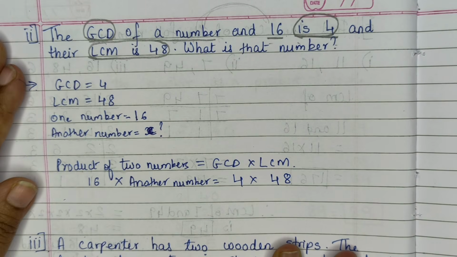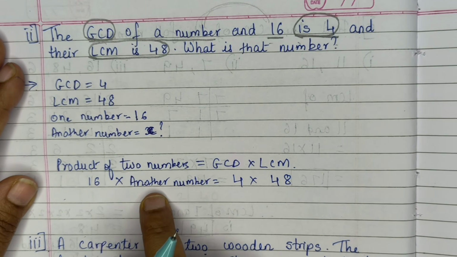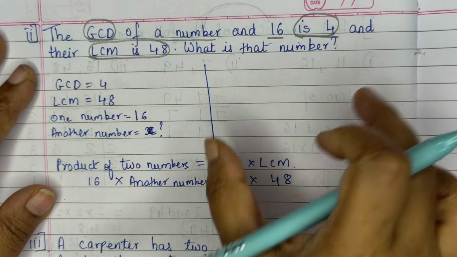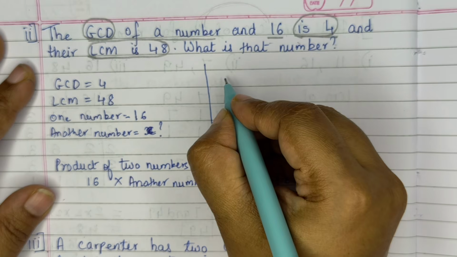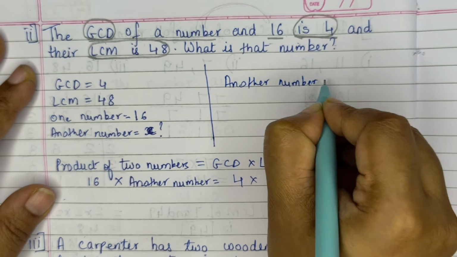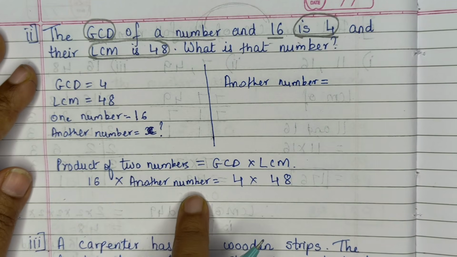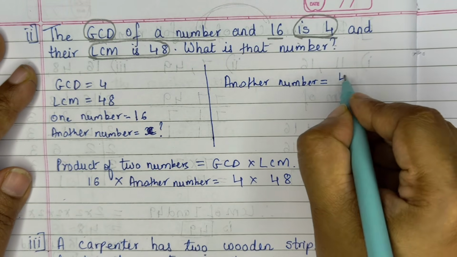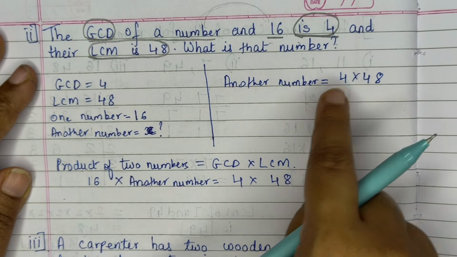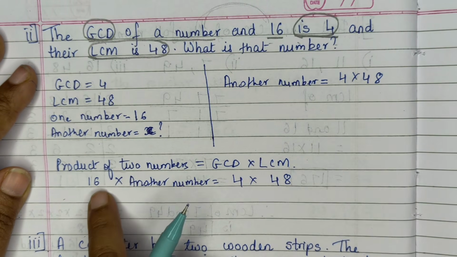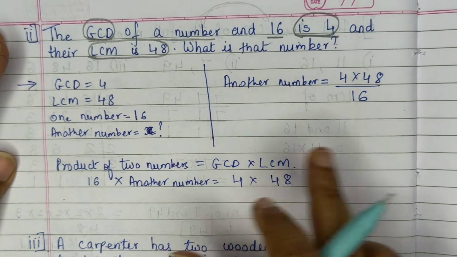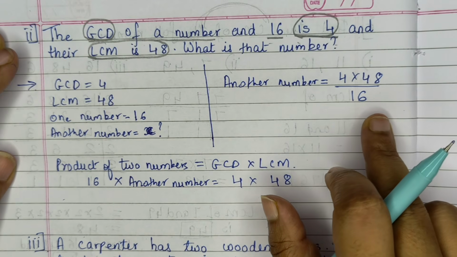Understood till here? Now what we have to do is find the other number. I'm doing the rest of the sum over here. Another number is equal to, now see, after another number what is given? 4 multiplied by 48, write it as it is. 16, I told you, whenever it is in multiplication, you have to bring it down in division. So 16 here is in multiplication, will come down in division. Understood? Then we can reduce this.